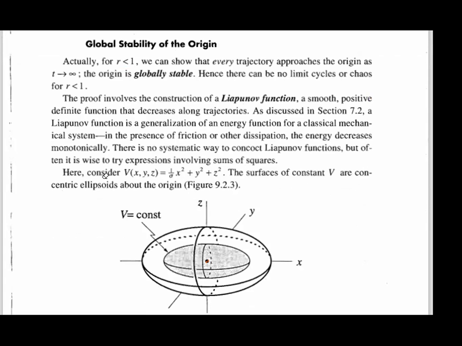Consider this function. It is a positive definite function, because it is a sum of squares with a positive constant here. At the origin this function becomes 0, and at other points it is positive all the time. So this is a Lyapunov function candidate, and to show that, you have to study the evolution of this function, so you differentiate it with respect to time.